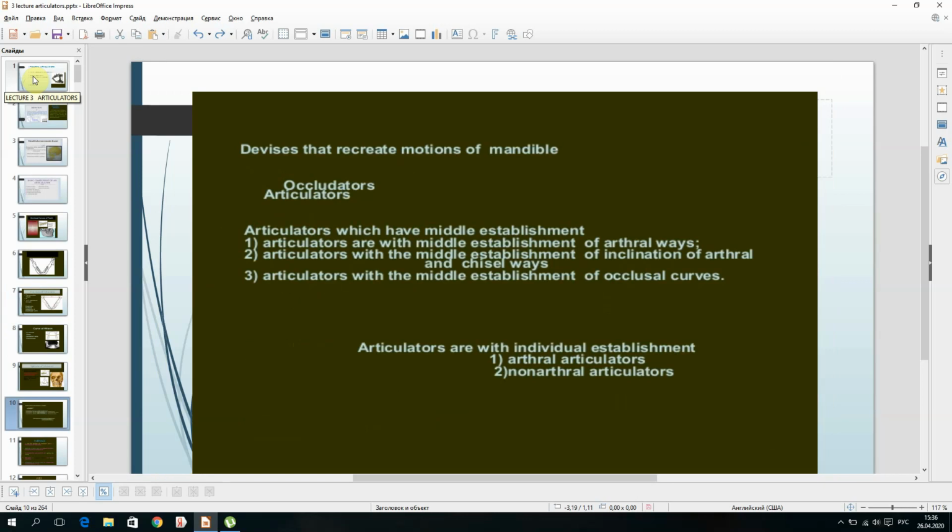Devices that increase motion of the mandible. Occludators, articulators. Articulators which have middle establishment: 1. Articulators with a middle establishment of arterial values. 2. Articulators with a middle establishment of inclination of arterial and incisal values. 3. Articulators with the middle establishment of occlusal curves. Articulators with individual establishment: arcon articulators, non-arcon articulators.